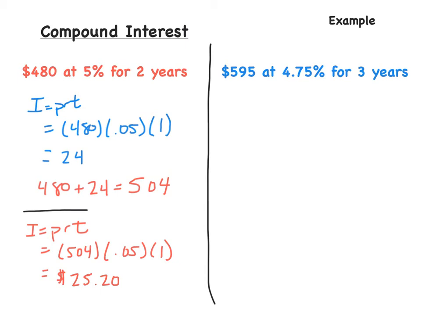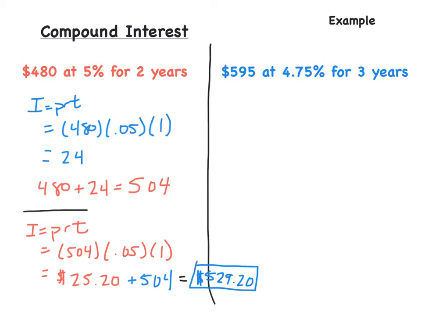So after the 2 years, how much money do we actually make? So we take this $504 that we made after our first year, the interest that we make from here, we add these together. So how much money are we getting? In total, for those 2 years with compound interest, we would get $529.20.